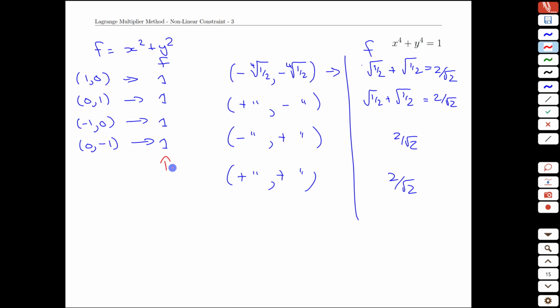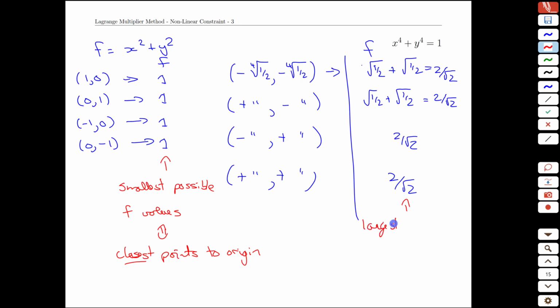So these are the smallest possible f values, and that translates to the closest points to the origin. That was our function. It measured the distance squared to the origin, and these points here are all the largest f values, and those translate then to the furthest points from the origin.